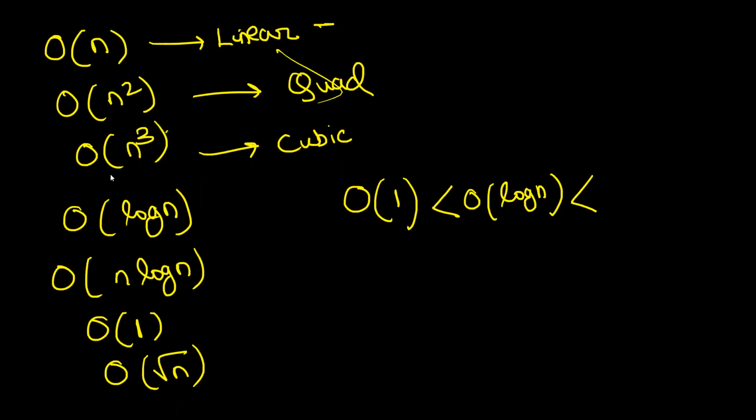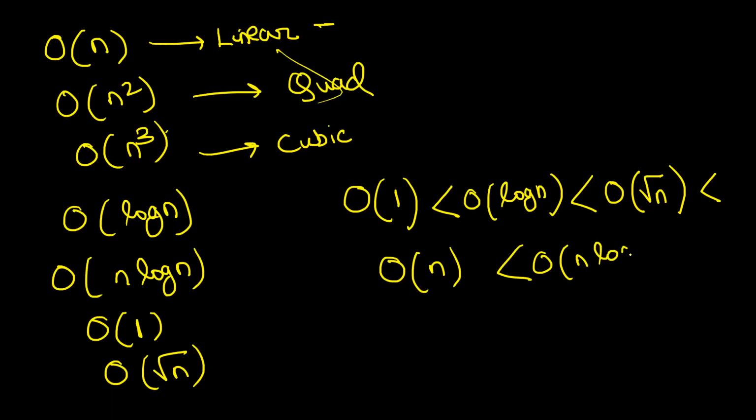After log n, anybody help me? Root n. Root n, boss. है ना? Because root n is less than n ना. So n के तो पहले ही आएगा. So root n. Then after root n, what should come, guys? N. Boss, n आएगा ना? Big O of n. Then after n, what should come? N log n. Then after n log n, what should come? Big O of n into n. That is n square. Then you will get big O of n cube.